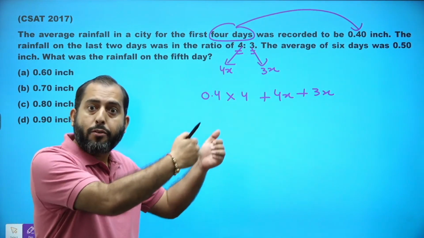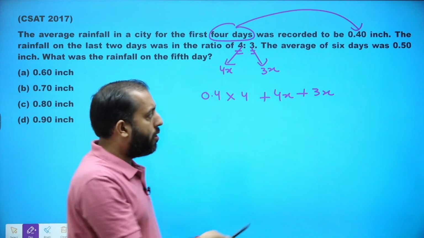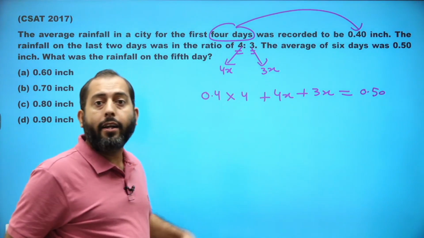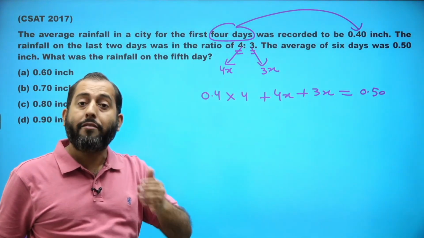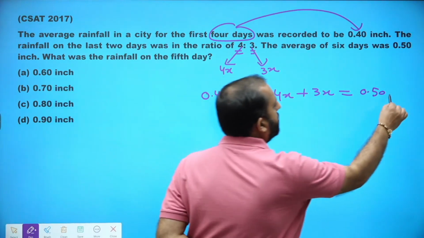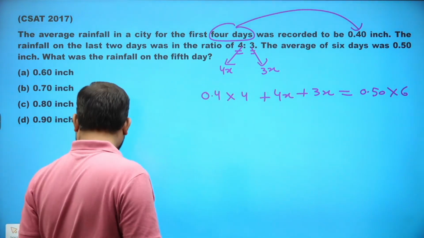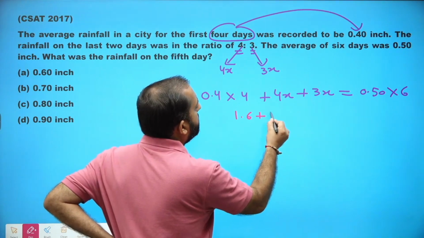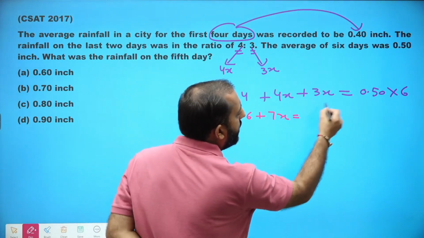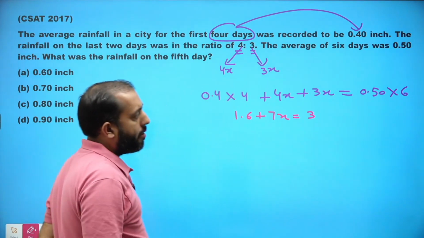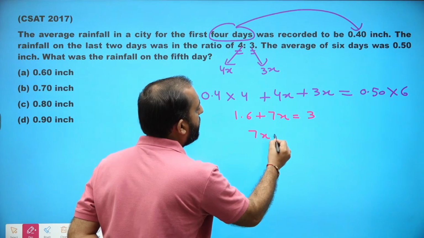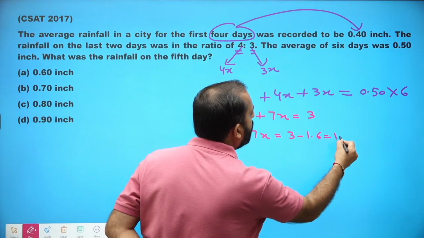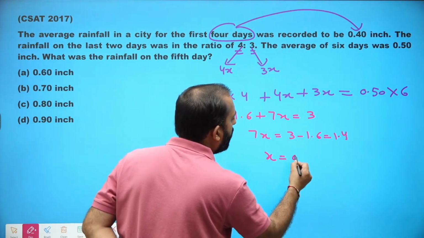Now, what is this? This is the sum of the rainfalls for the 6 days. So, sum of the rainfalls of the 6 days must equal to the average of 6 days, which is 0.50, and the number of observations. So, we are having 6 days under observation, so into 6. If you solve this, it becomes 1.6 plus 7x, and on the other side it becomes 3, right? If we solve this further, 7x becomes 3 minus 1.6, which is equals to 1.4. So x comes out to be equal to 0.2.